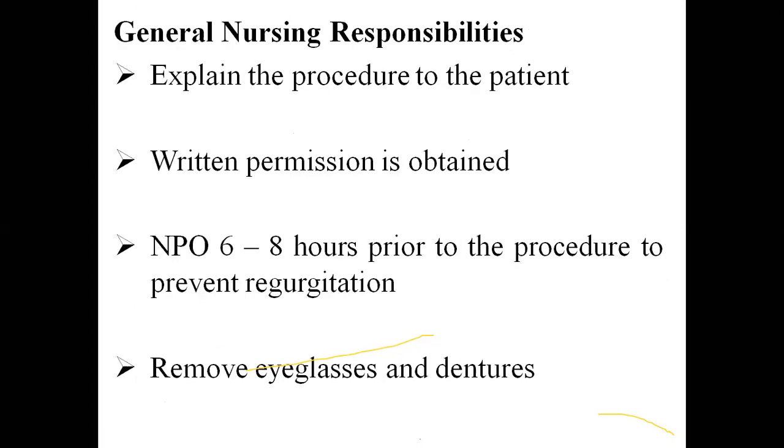Then general nursing responsibility. Now, what are those general nursing responsibilities before the procedure? You have to explain the procedure to the patient. It is paramount for us as nurses to get our patient's consent before any procedure. In the way of gaining consent, you have to explain the procedure to the patient and ensure the patient understands the procedure. Then you get written permission from the patient. That is the consent for the procedure to be undertaken. Make sure the patient signed an informed consent.